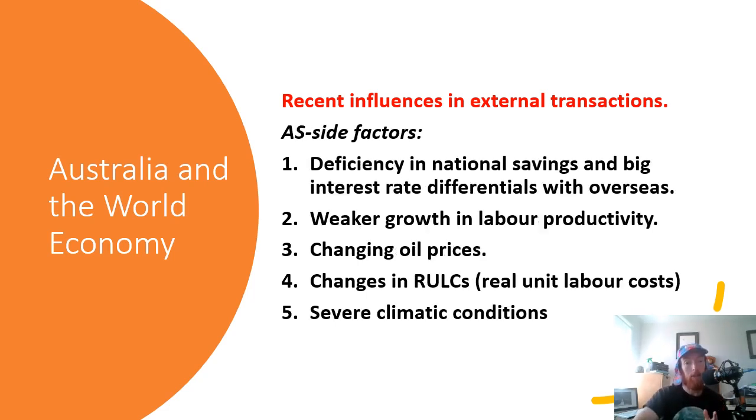All right, now we're going to talk about aggregate supply side factors. So in Australia, we have a massive deficiency in our national savings and big interest rate differentials, or differences, with overseas countries. What that means is that if businesses want to invest and expand in Australia, it's hard to do so with money in Australia. So often what happens is that businesses will borrow money from overseas, which adds to our net foreign debt overall. And they use that to invest and expand in Australia.